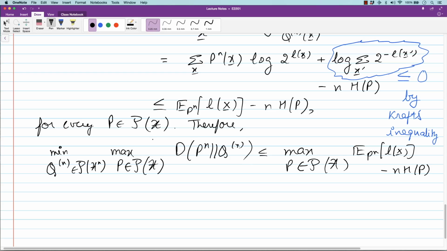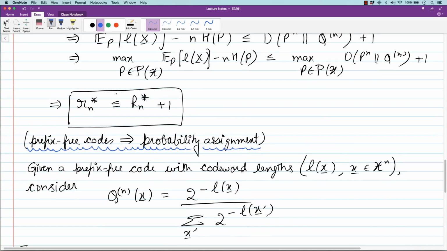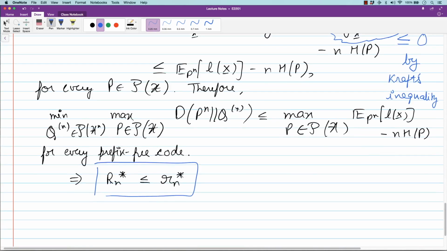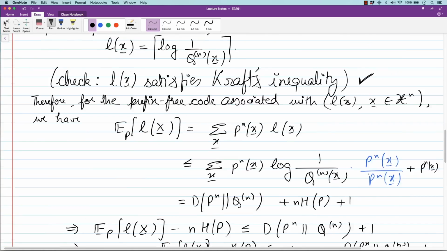But the important point is that this left side doesn't depend on this L, so it holds true for every prefix free code, and therefore if you take the minimum over all prefix free codes here, the inequality still holds. So capital Rn star is less than or equal to small rn star. That's the other side of it. So we have shown that capital Rn star plus 1 exceeds small rn star, and small rn star is at least capital Rn star. So these two quantities are off by at most 1 bit. For our purpose, we will just ignore this 1 bit and treat these two problems the same.